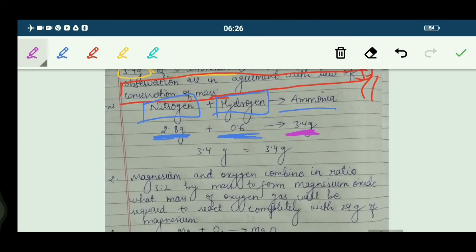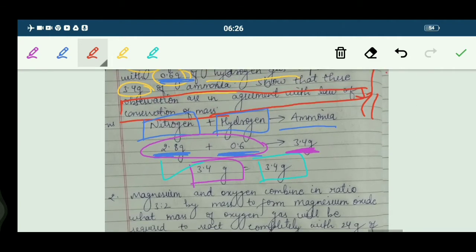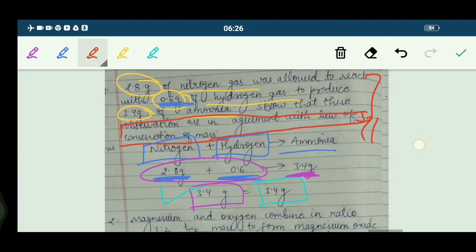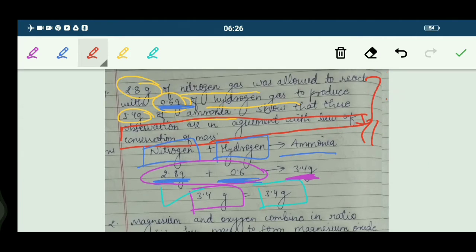So you all can see here 2.8 gram plus 0.6 comes out to be 3.4 gram, and here also it is 3.4 gram. So the mass on the reactant side, that is on your LHS, left hand side, nitrogen plus hydrogen comes out to be 3.4 gram, and mass of the product, that is ammonia, is also 3.4 gram. So we can say that the above observations are in agreement with the law of conservation of mass. This is what we have already discussed.